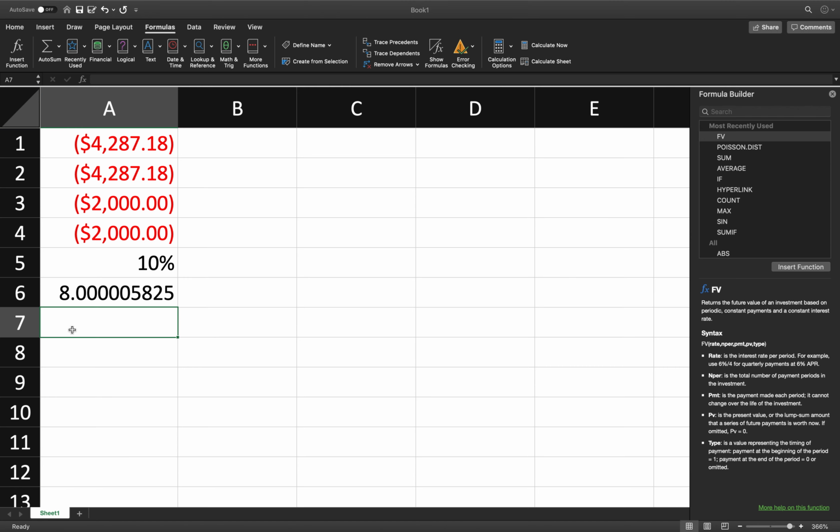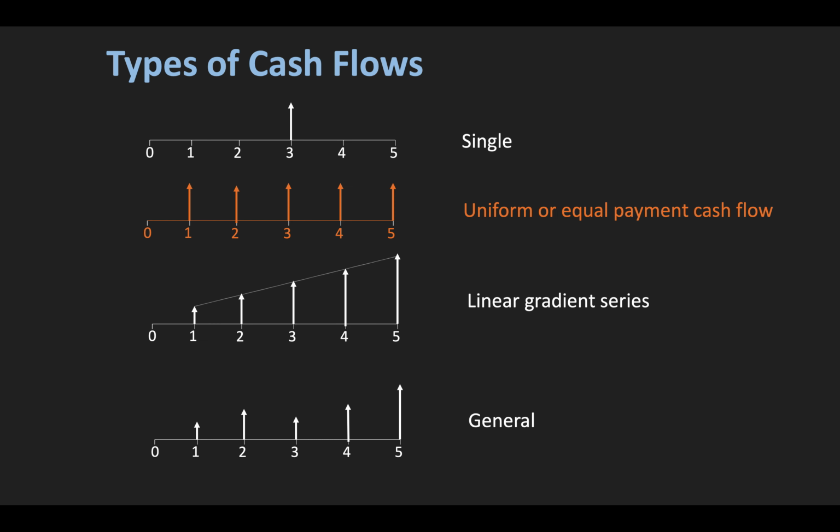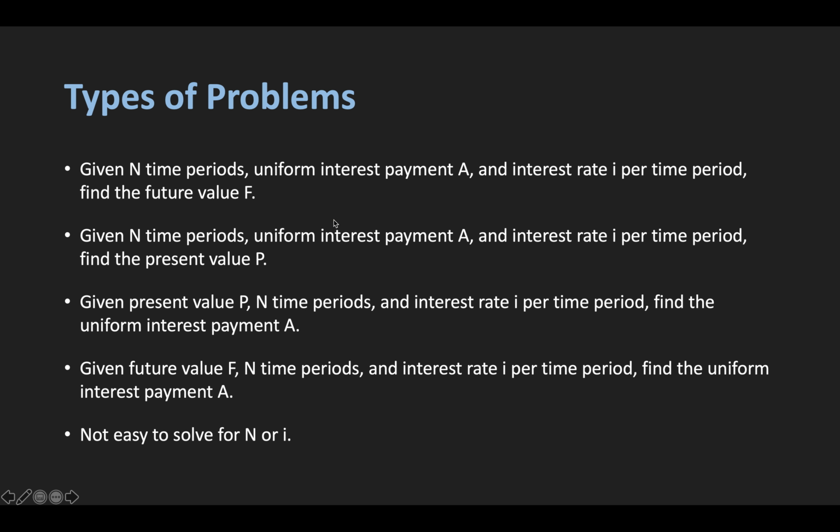So that's the first type, right? The single cash flow, relatively easy, pretty straightforward to calculate. The next one is a uniform or equal payment cash flow, right? Something like this. It's a little more complicated because at each period, you have some cash flow going in or going out. It's always the same. That's why we call it uniform. At each point it is always the same, and they are equal payments.